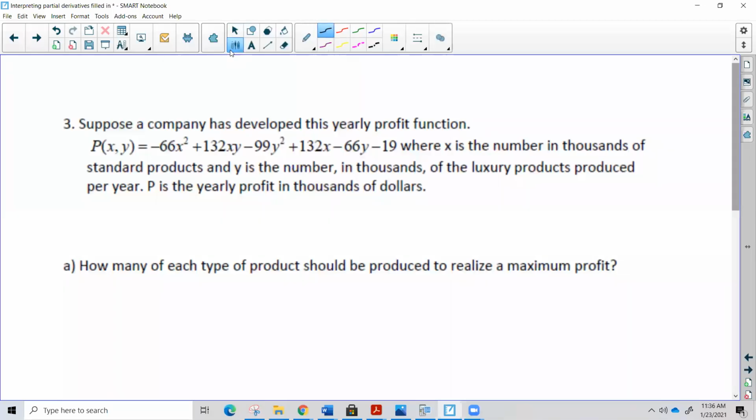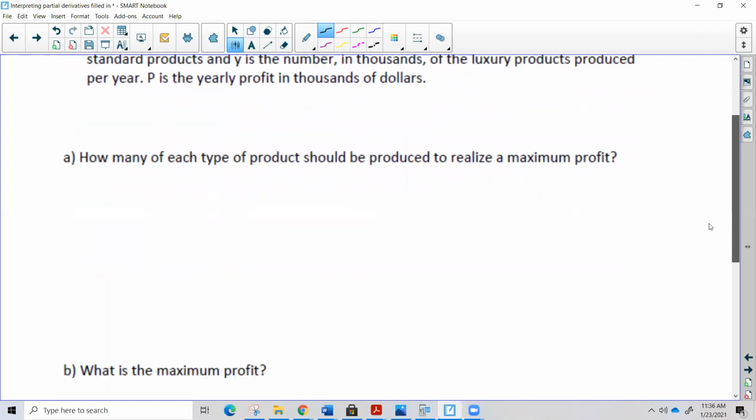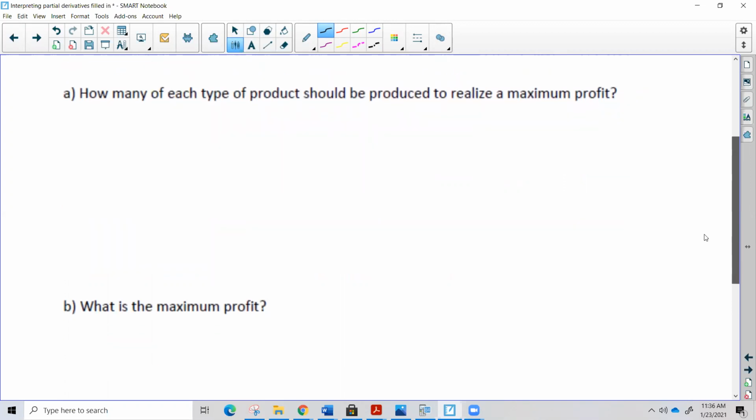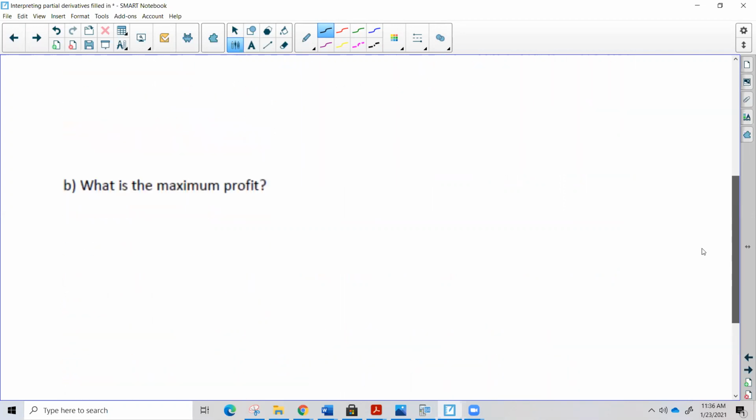So in this video, we're going to look at maximizing profit, and we'll look at a few examples. This first one, we're going to find where the maximum profit happens, find the maximum profit, and then verify that it is a max.